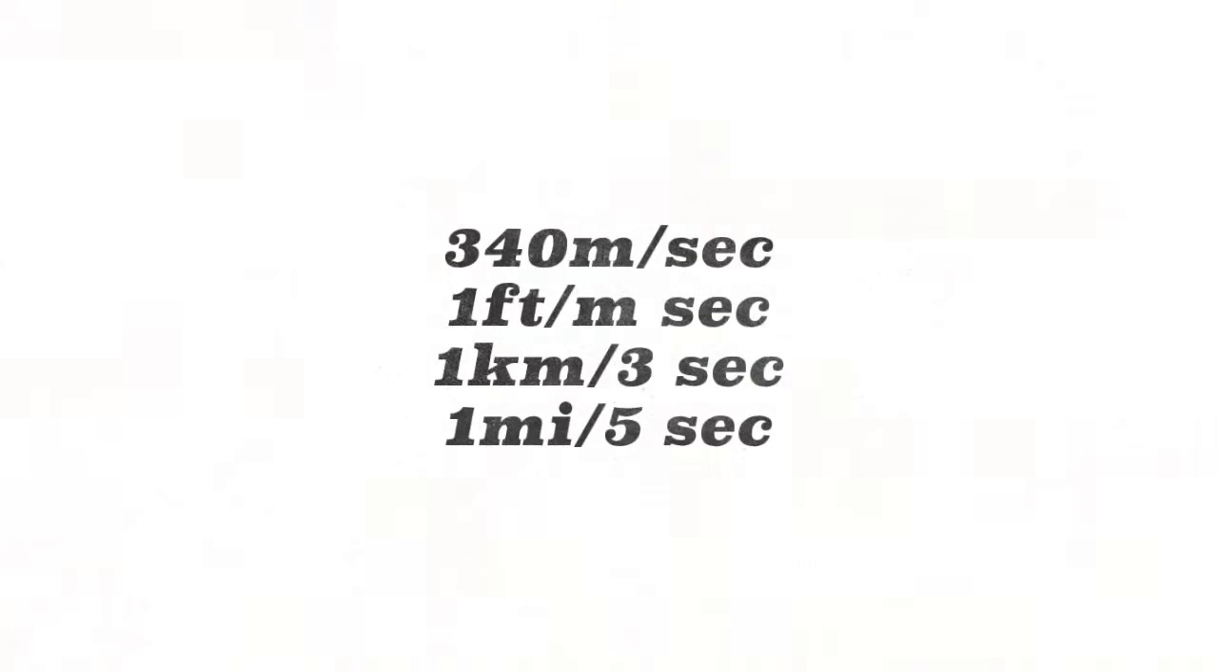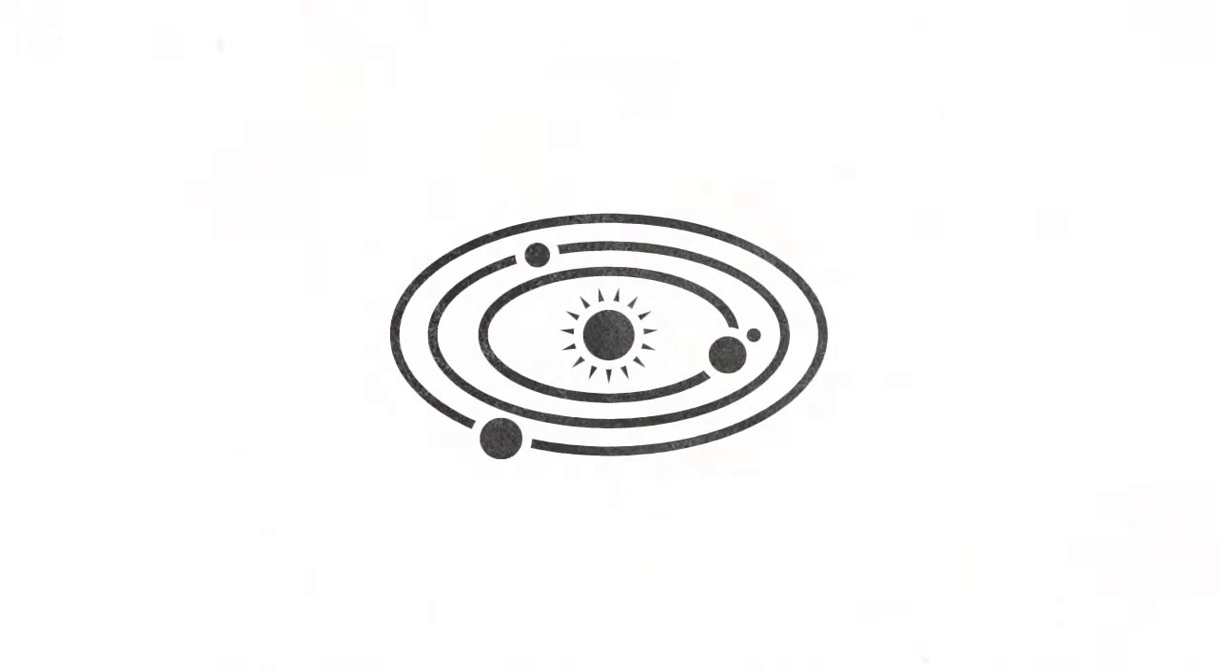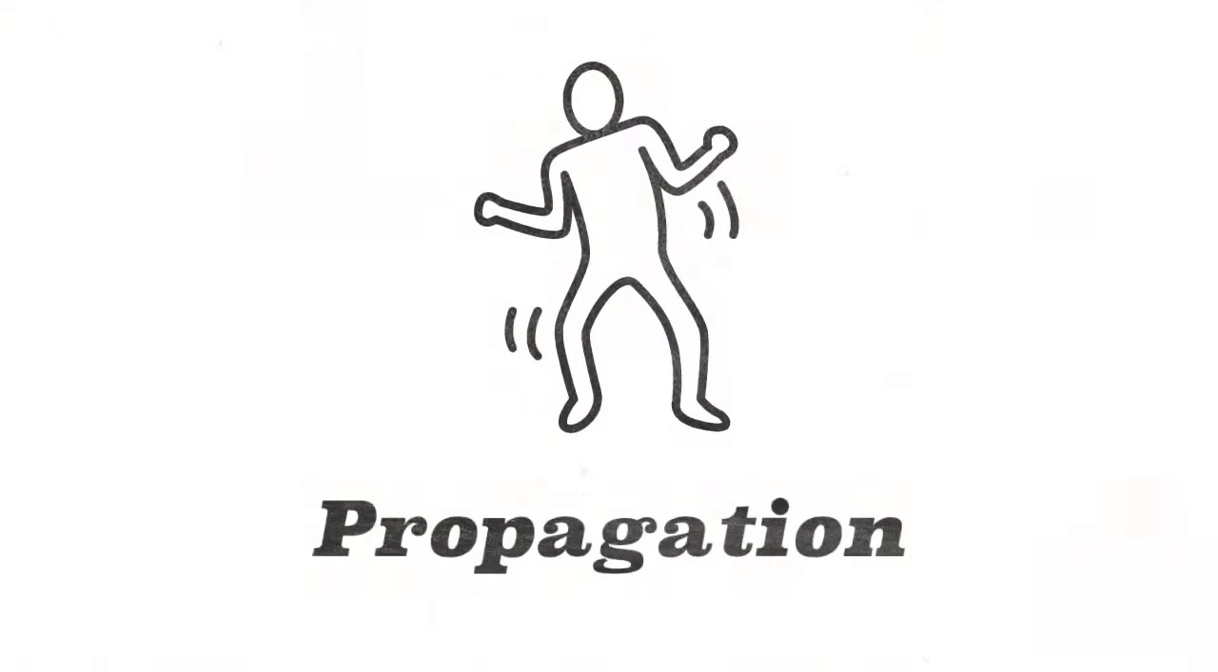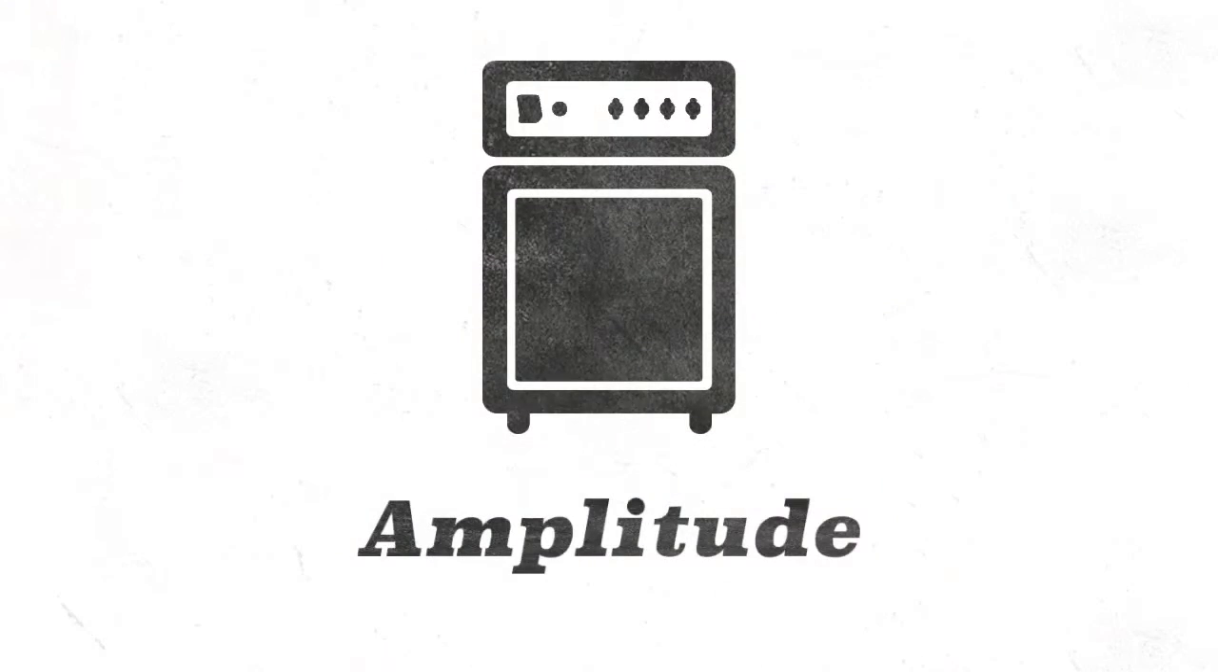mile per 5 seconds. Our sense of space is based on propagation and the reflection of sound. Some effects that modify our sense of space include delay, reverb, phasers, and flangers. So that was propagation. Up next, amplitude.